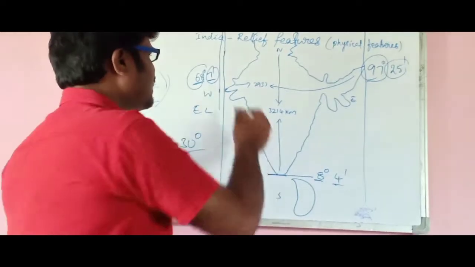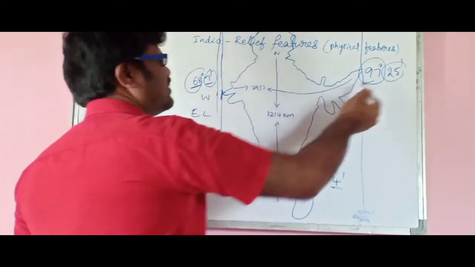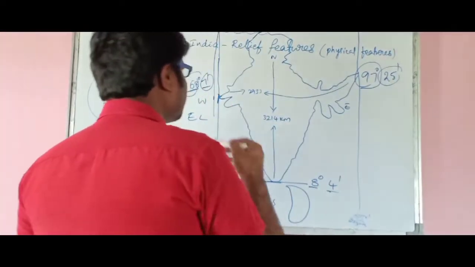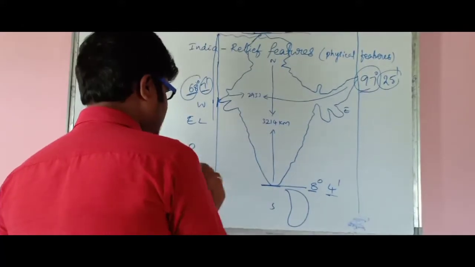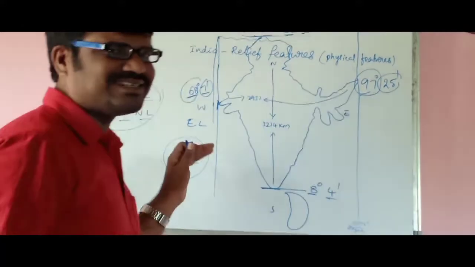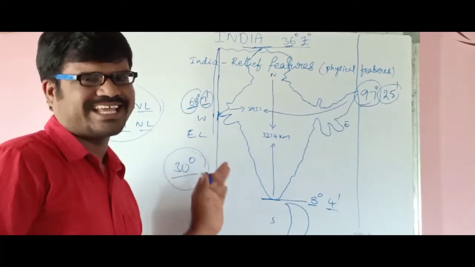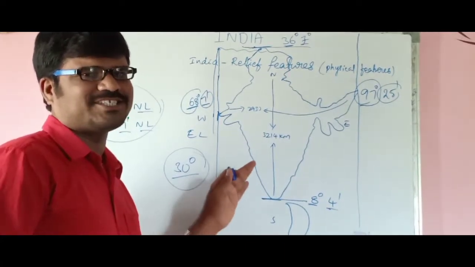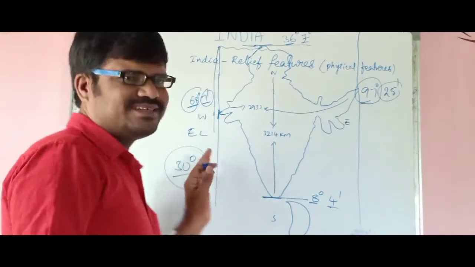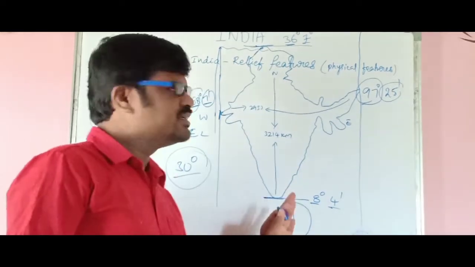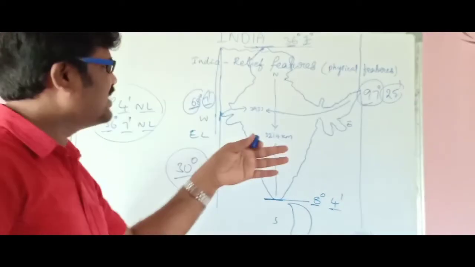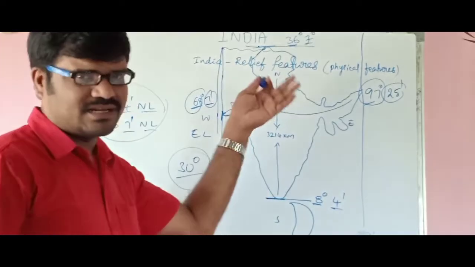You see that here: 68 degrees, 97 degrees. It means in between 68 to 97 degrees 25 minutes, which is nearly a 30 degrees gap. That can be called the longitudinal extent of India, nothing but 30 degrees. Right. So what is the distance between east and west and north and south?